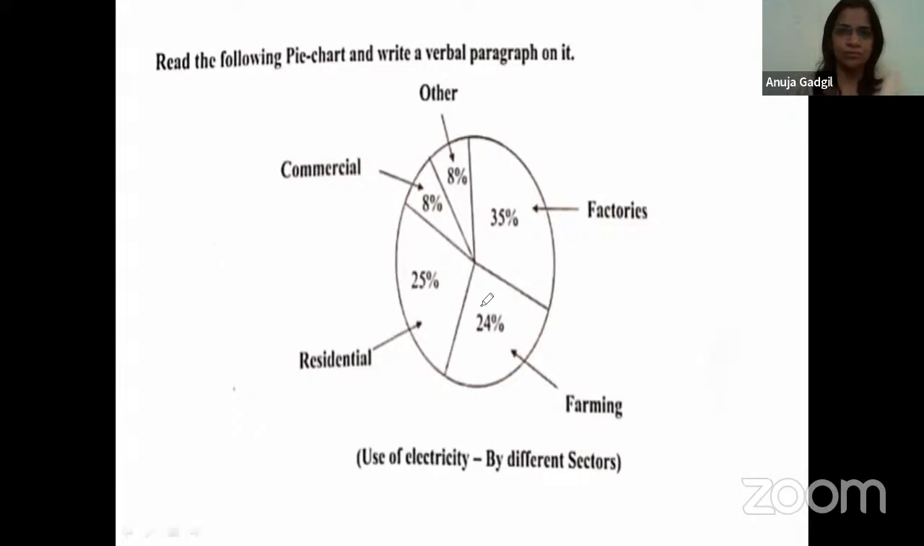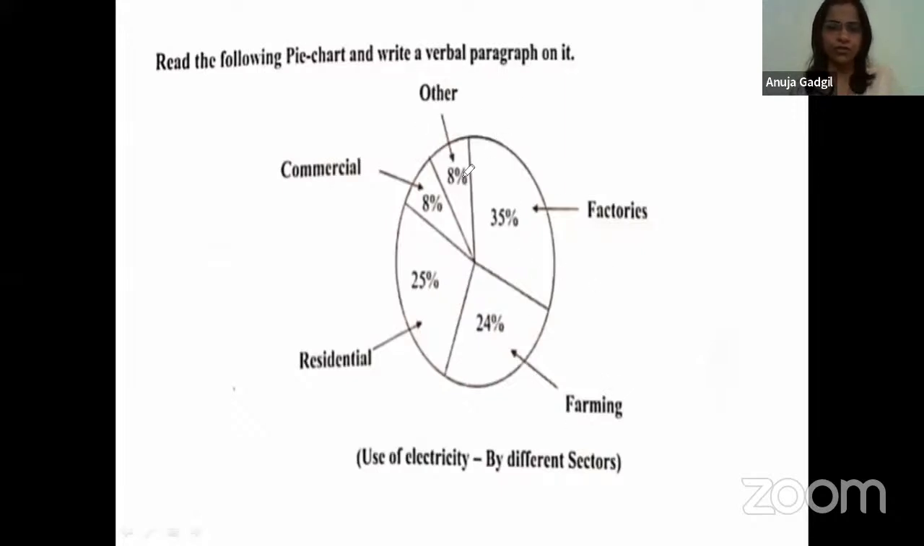Come on. Okay, I have answers. Factories, 35%. Oh, great, Kavyashri. Ramadevi, good. Yes. Now, which sector uses least volume of electricity? Least, which is opposite to maximum. Okay. Commercial and other. Yes, wonderful, Ramadevi. Good. And how much? What's the volume?